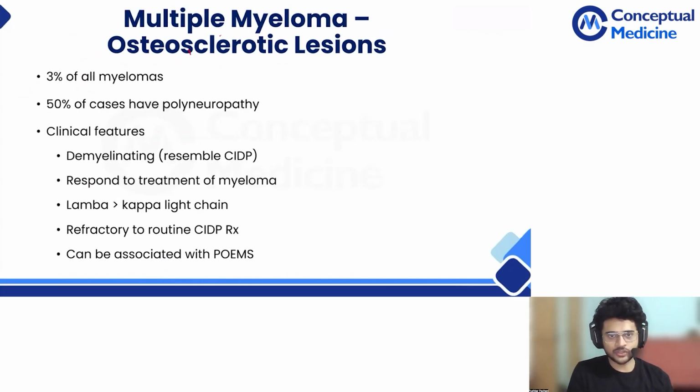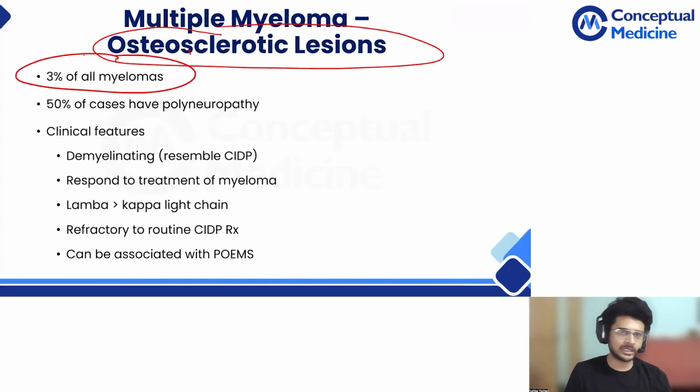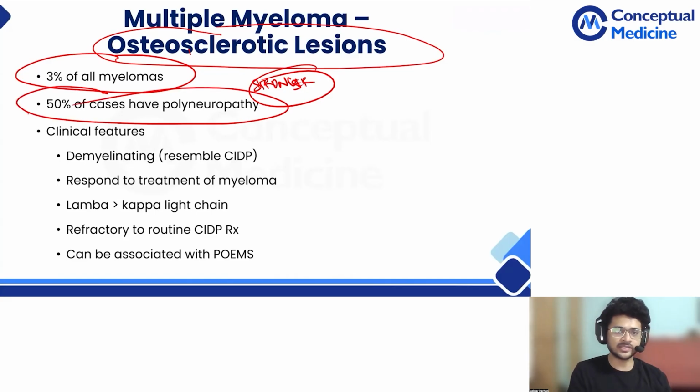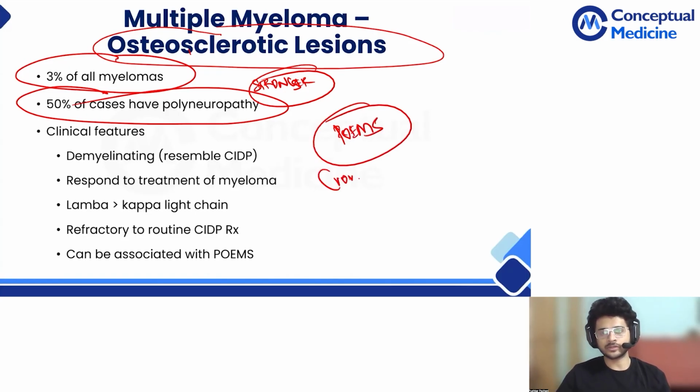Next, we have the osteosclerotic type of multiple myeloma. Even though it is a very rare type, only 3% of multiple myeloma, it has a stronger association with a neuropathy, because 50% of cases will have a polyneuropathy. And usually it is these osteosclerotic lesions which are associated with POEMS syndrome or Crow-Fukase syndrome.